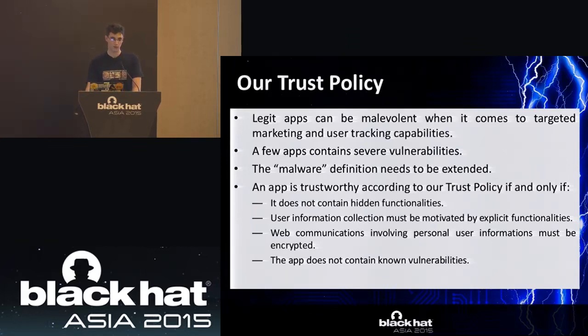And we came up with 4 rules that an application must follow to be considered trustworthy. The first one is it does not contain hidden functionality, so it excludes malware and backdoors. User information connection must be motivated by explicit functionality, so it limits the user tracking capabilities. Web communication involving personal data must be encrypted, and the app does not contain vulnerabilities. So the policy covers all the major problems we can find in an application.